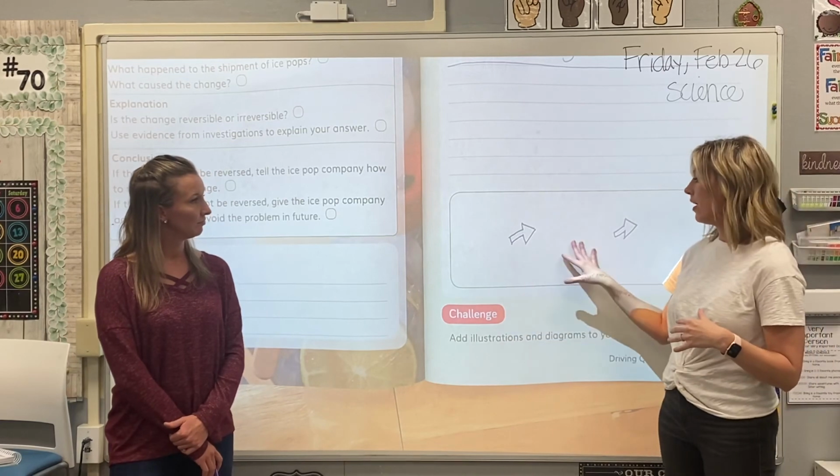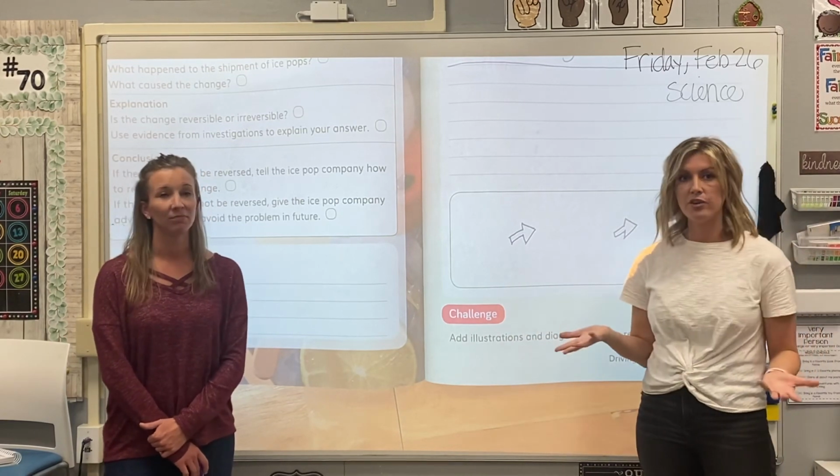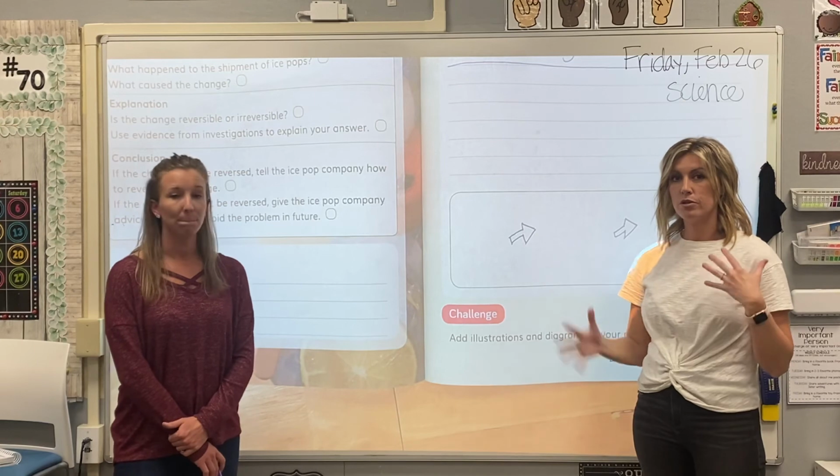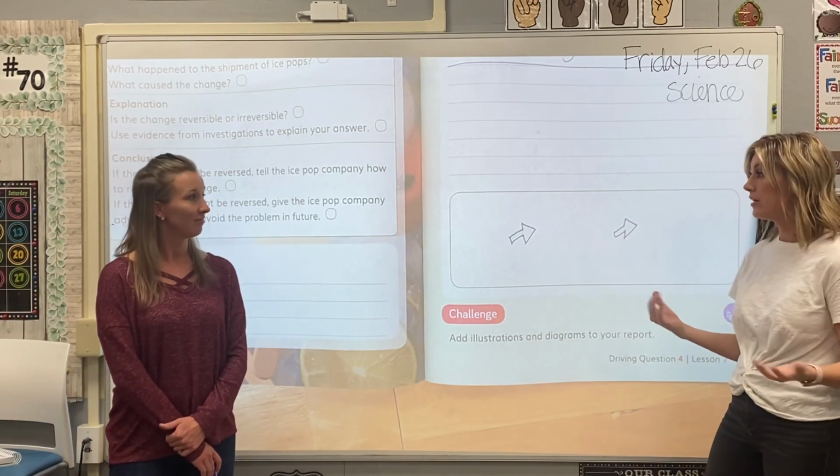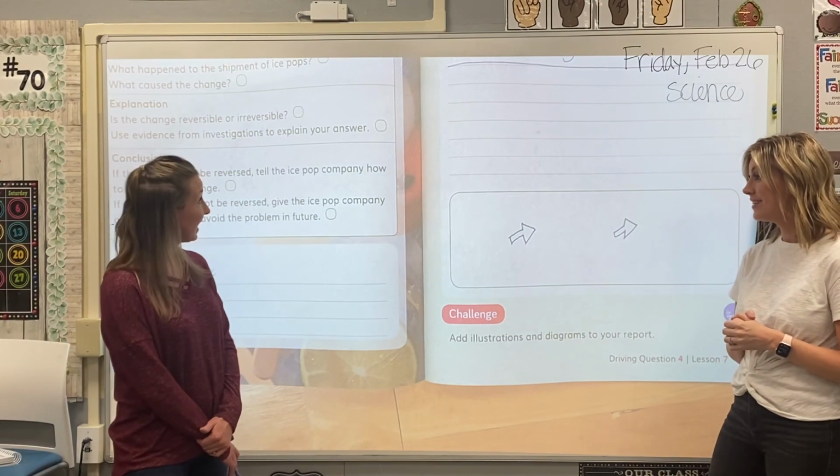If you have a different way to illustrate that, you don't have to copy what we gave you as an example. You can do whatever you want and be creative with that, but do include some kind of illustration to go along with your report. Yeah. Is that it? I love it. I think that is everything.